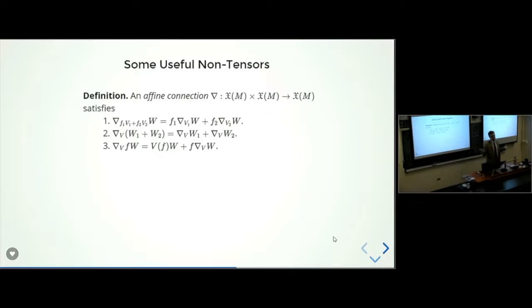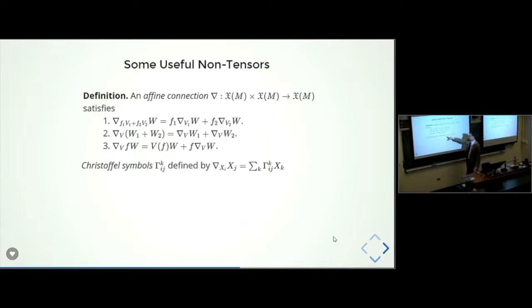So it's not a tensor, at least with respect to scalars, you see it, right? Yeah, because if F is a constant, then of course, right. Yeah, so it's agreed. That's a fair point.